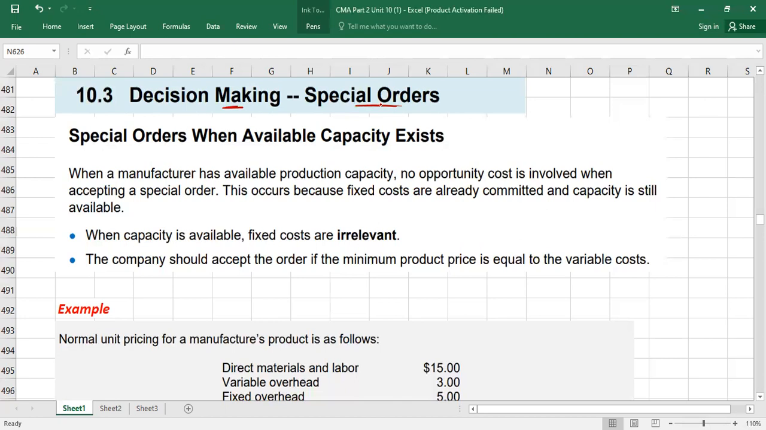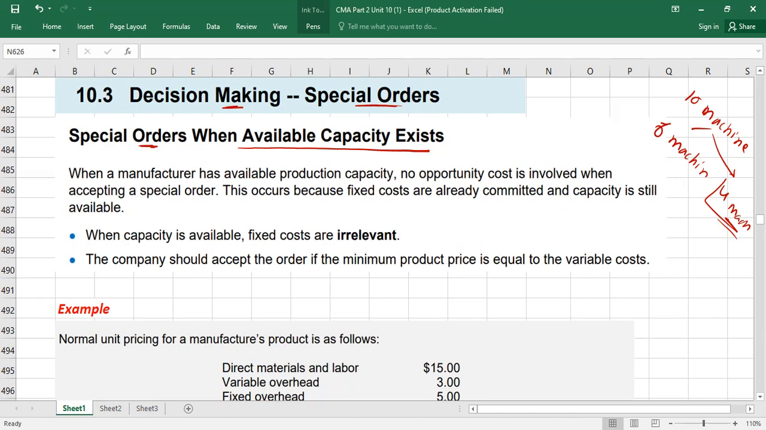If a customer places an order with the manufacturer, how to calculate the cost of the order, this is the main point. So here we have two scenarios. The first scenario is to calculate the cost of a special order when available capacity exists. What does it mean? For example, you have 10 machines which you are using to manufacture the product. Out of 10 machines, 6 machines are being used right now and 4 machines are spare. So this is called when available capacity exists, when you have spare capacity. If you have spare capacity, how to calculate the cost of the special order?